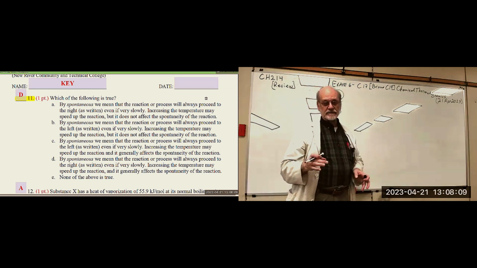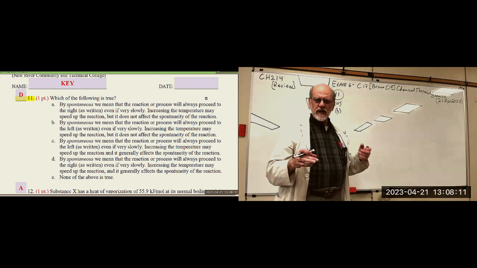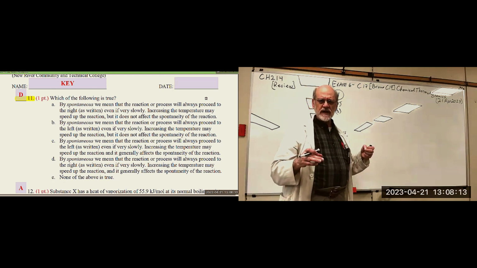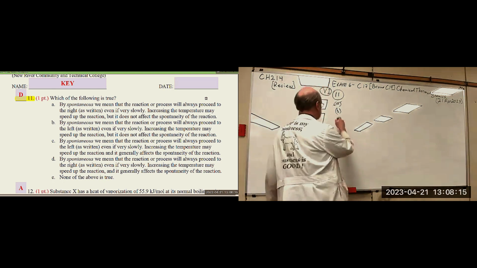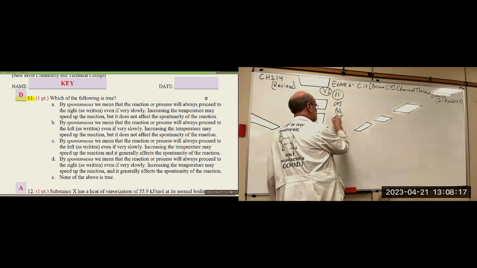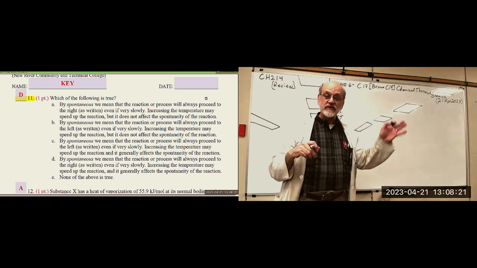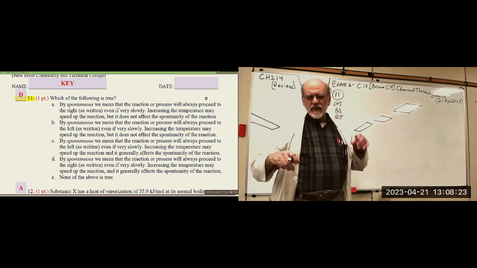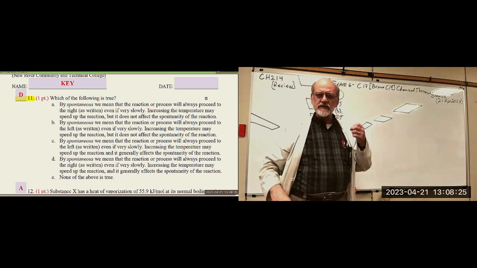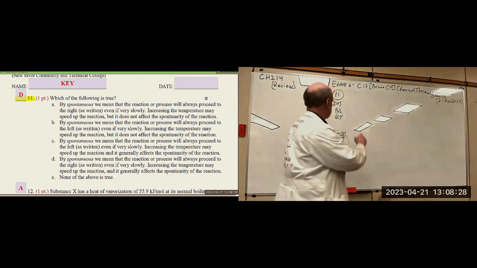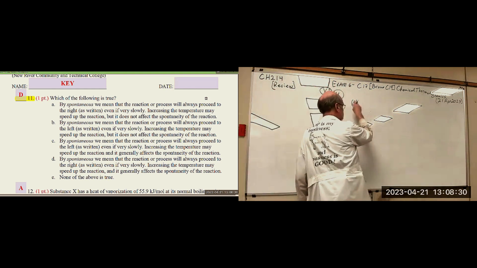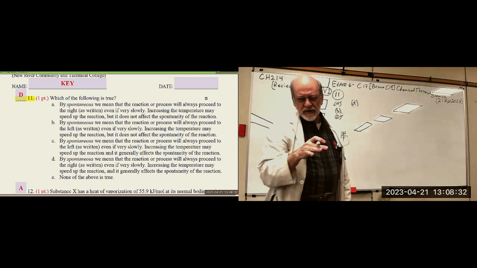So B's out. By spontaneous, we mean that the reaction or process will always proceed to the left as written. Nope. So both B and C are wrong because they go the wrong direction. How about D? By spontaneous, we mean that the reaction or process will always proceed to the right. Yep. So far, D's good. What else does it say?